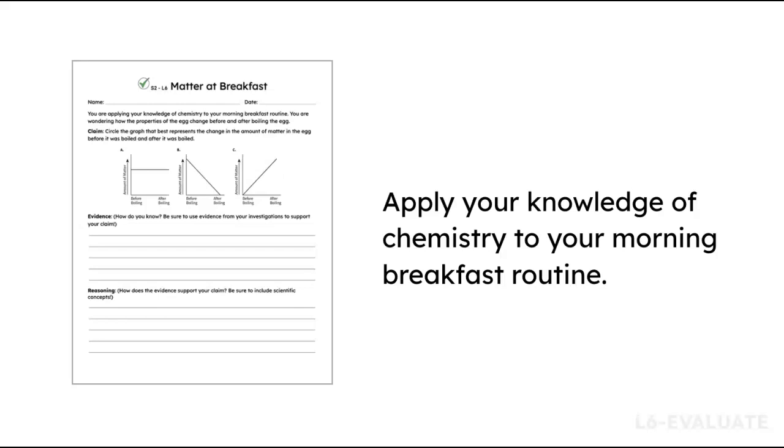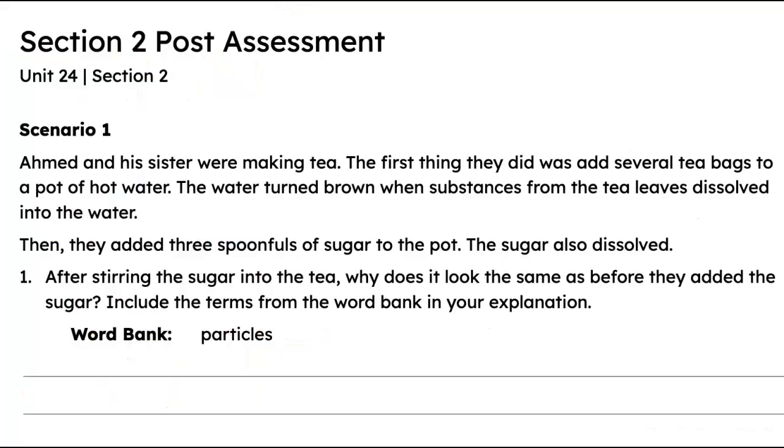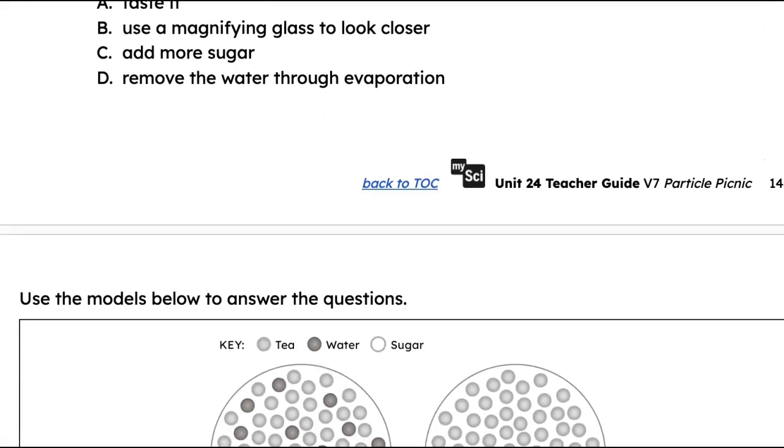For the Evaluate portion, students should complete the Matter at Breakfast student journal page. To support student sense-making across the unit, you'll orient them back to the driving question board. You can ask, did we answer any of the questions on our driving question board? If there are questions that have been answered, you'll remove them from the driving question board and place them on the summary charts. You'll use this as an opportunity to answer the section driving question, how can we make lemonade using different ingredients? You'll then have students complete the Section 2 summative assessment.